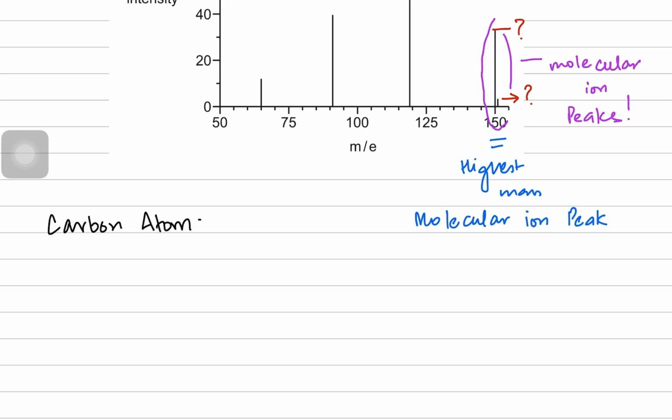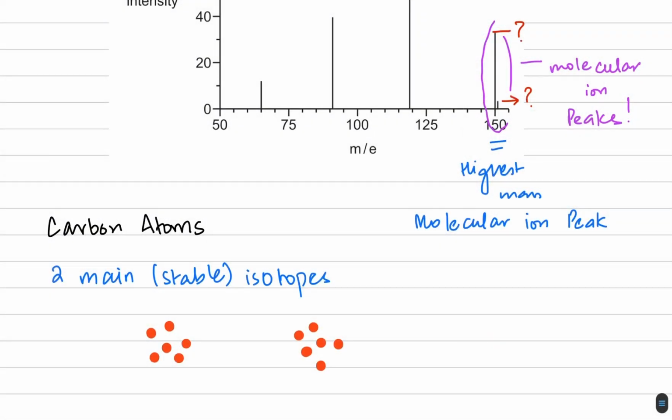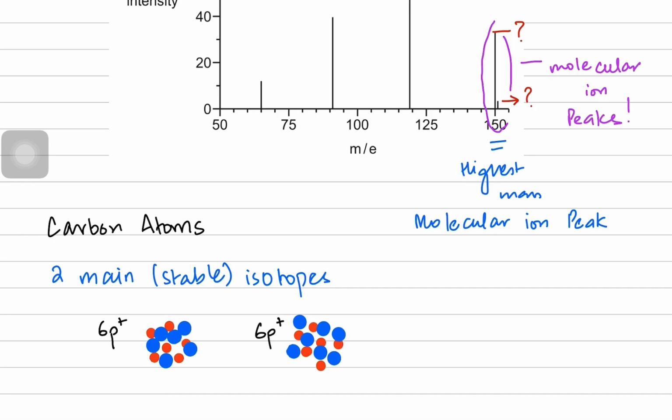When we talk about carbon atoms, they have two main, and by main I mean stable, isotopes. The first isotope has 6 protons and the second one also has 6 protons. But the number of neutrons is 6 or 7. That means the proton number is 6 both times, and the number of neutrons could be 6 or 7. Which means the first carbon atom has a mass of 12 units, the other has a mass of 13 units.